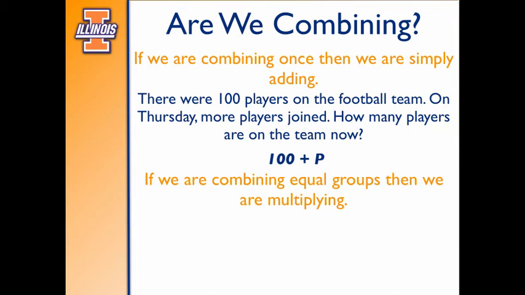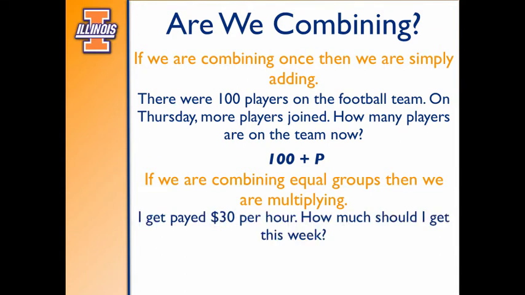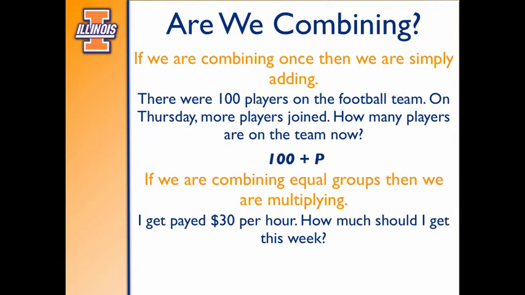You can also combine equal groups. In that case, you're going to multiply. For example, I get paid $30 per hour. How much should I get this week? Well, what I don't know is how many hours I worked this week. So that's going to be our variable. We're going to say that's going to be h. Well, I'm going to continue to combine 30 over and over again. That's combining equal groups. So we're going to take 30 and h and we're going to multiply them together. 30h.